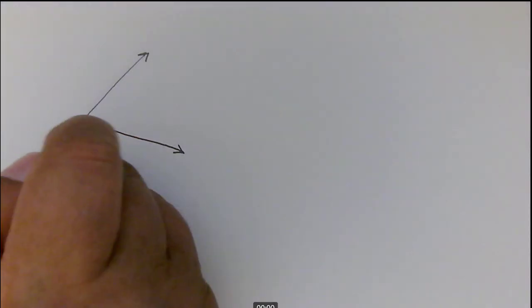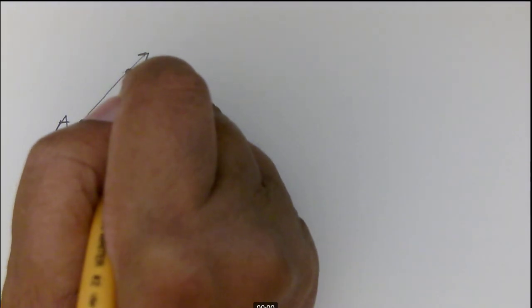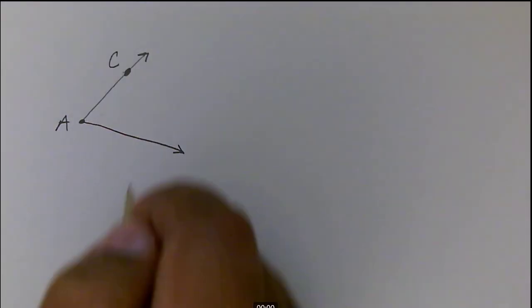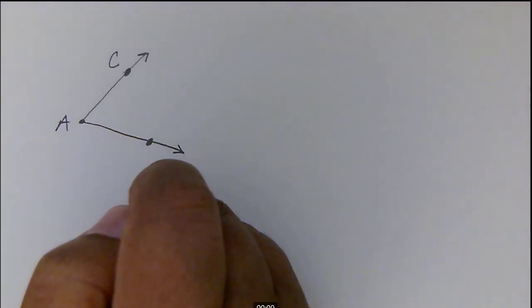And I'm going to name this vertex here. This vertex here is point A. Name it by that point. And here I'm going to put another point. Just to be able to name this, I'm going to name this point capital C. And I'm going to name this point capital B.